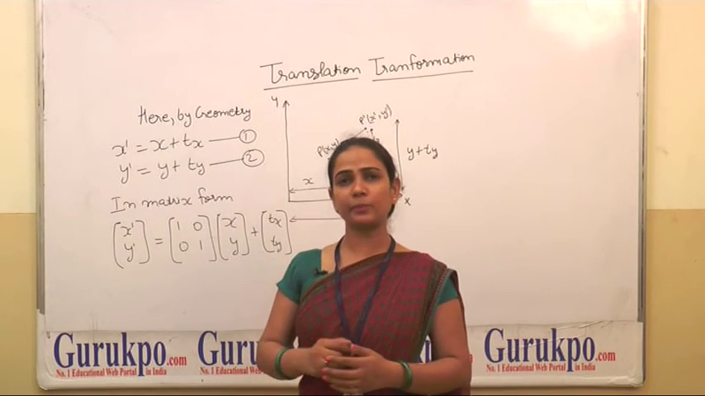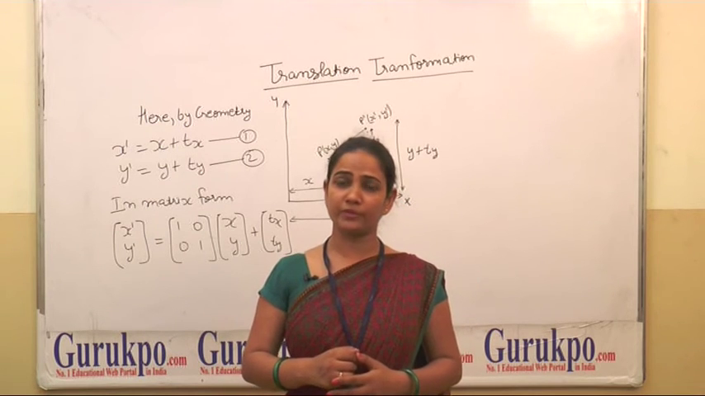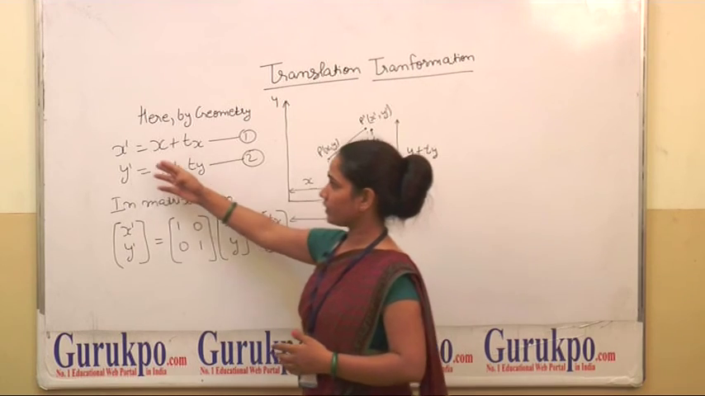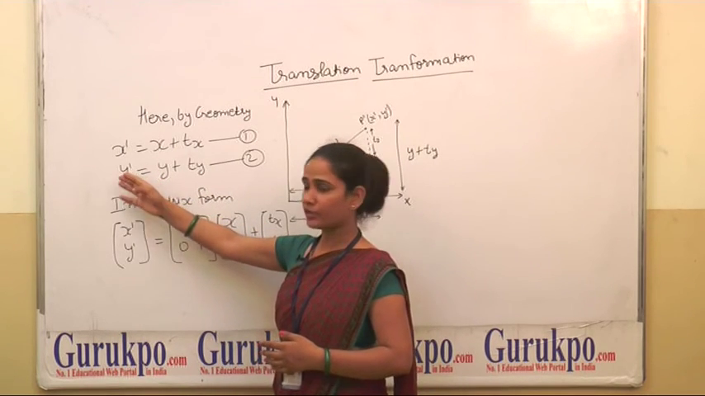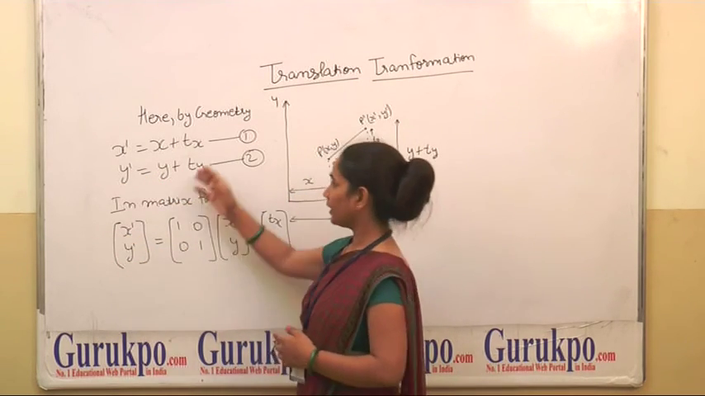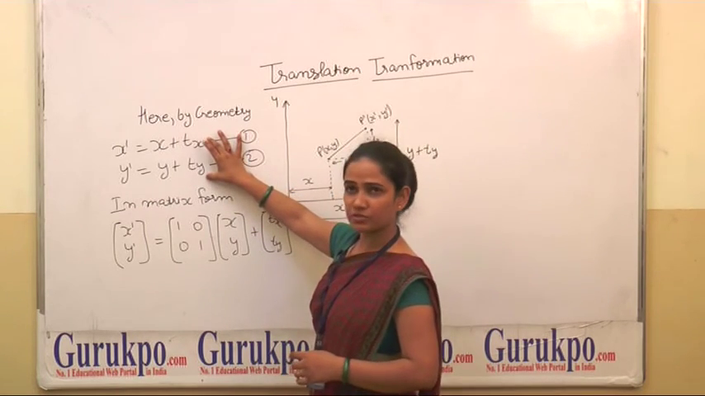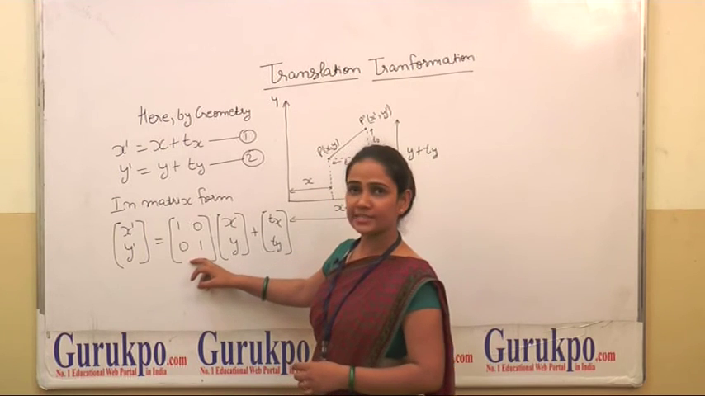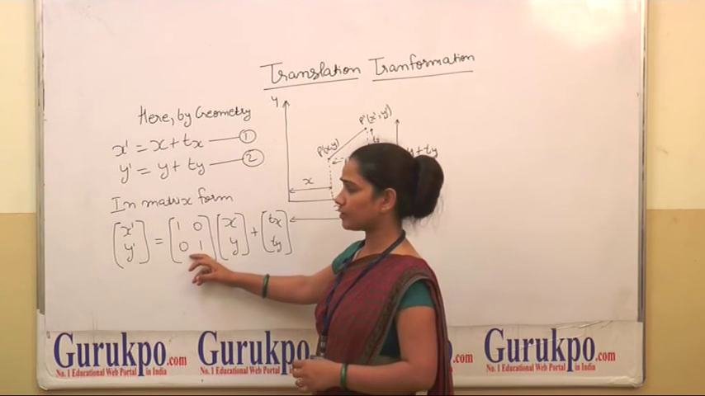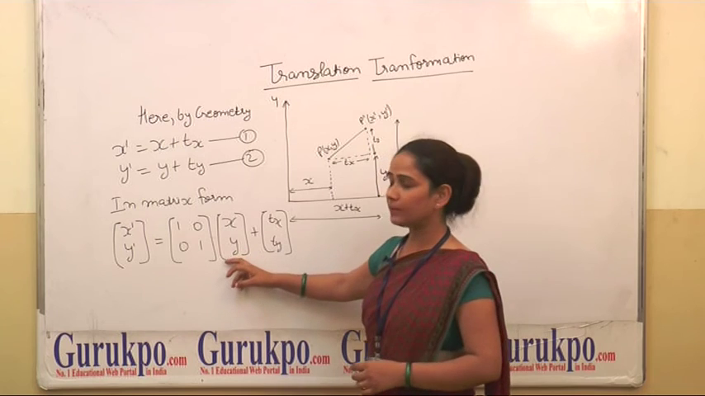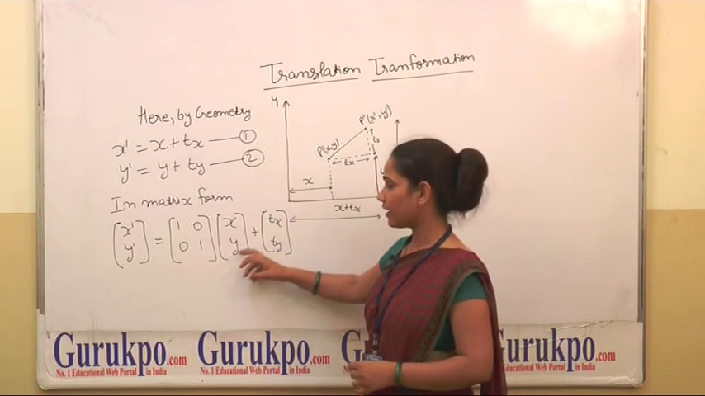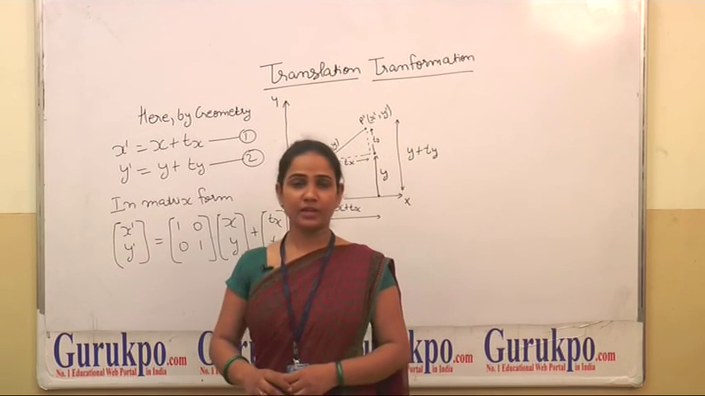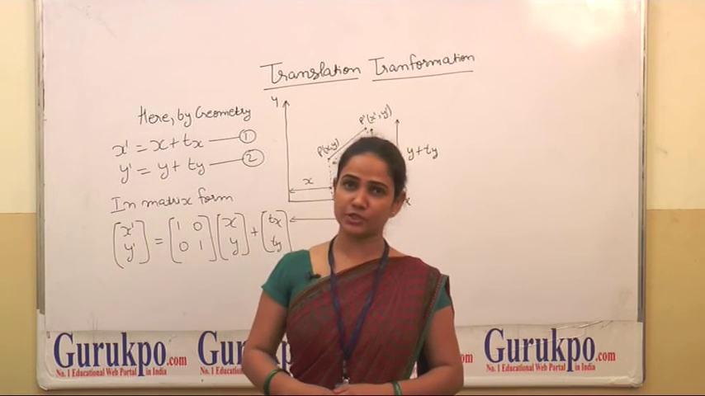Now how will we represent these equations in matrix form? In matrix form, these equations will be represented like this: on the left hand side we have x dash, y dash. On the right hand side, both these equations will be represented in this form. Here we have the identity matrix 1 0 0 1, which will be multiplied by x, y and then added to tx, ty. So this is all about translation transformation.